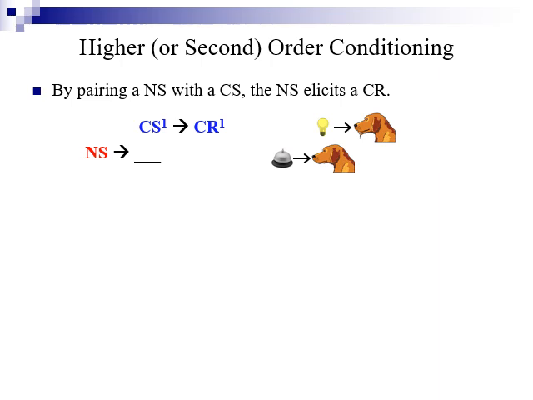With higher order conditioning, what we're going to do is pair this neutral stimulus with a conditioned stimulus. So, for example, we'd be pairing the bell with the light. The light, being a conditioned stimulus, elicits a conditioned response in the dog. Just like before, after we've presented the neutral stimulus once we've paired it, it's no longer referred to as a neutral stimulus, it's now referred to as a conditioned stimulus. Here we'll refer to it as conditioned stimulus 2.